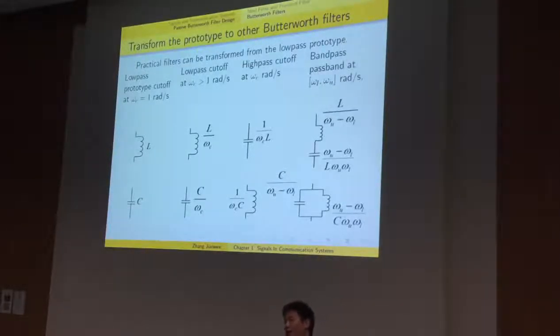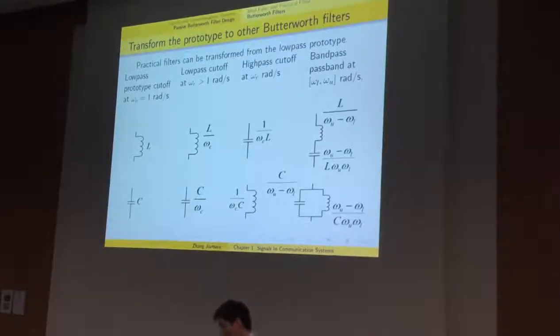Another thing I need to remind you guys is that although I can transform a low pass prototype to a practical low pass, high pass, or band pass with a cutoff frequency other than 1 radian per second, I still have an assumption that the matched impedance for practical low pass, band pass, and high pass is still 1 ohm.